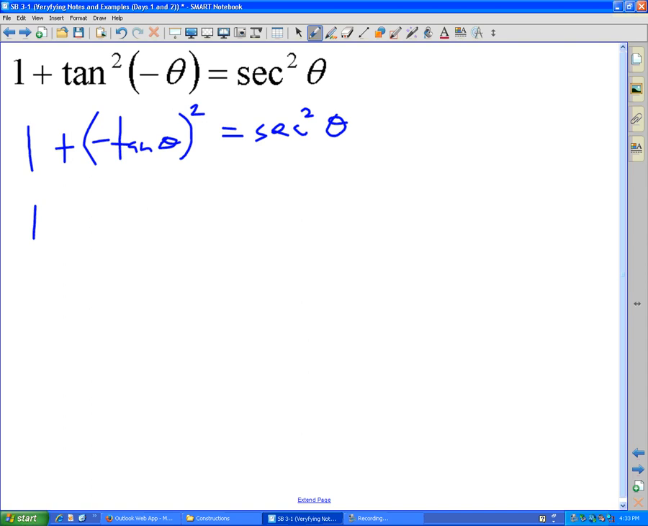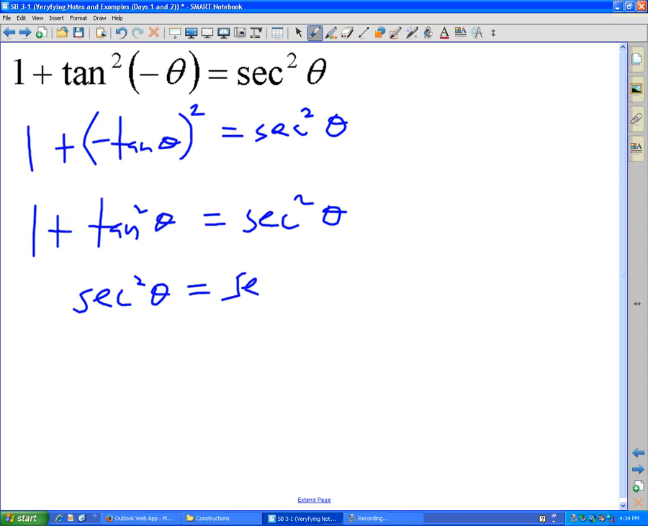But the truth is that when I square a negative, it's going to turn back into a positive anyway. And so we end up with 1 plus tangent squared positive theta is equal to secant squared. And this is one of our Pythagorean identities. In fact, this is the exact form of one of the three Pythagorean identities: 1 plus tangent squared is equal to secant squared. And so 1 plus tangent squared can be substituted with secant squared theta, and we're off to the races.